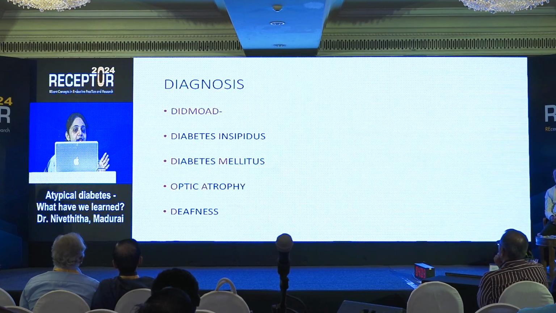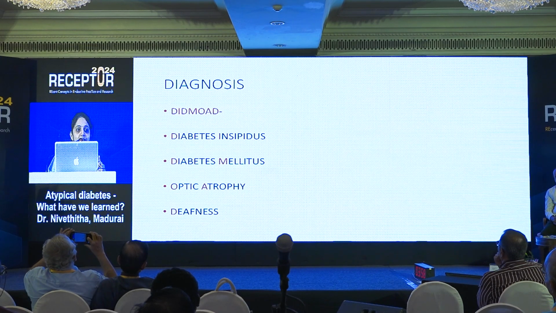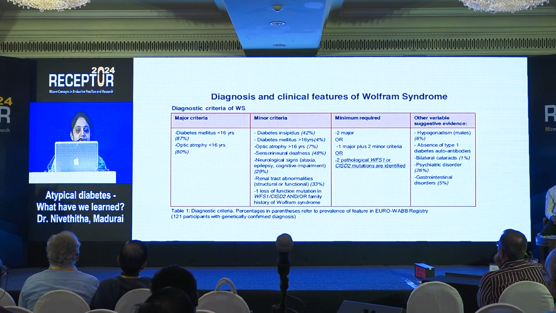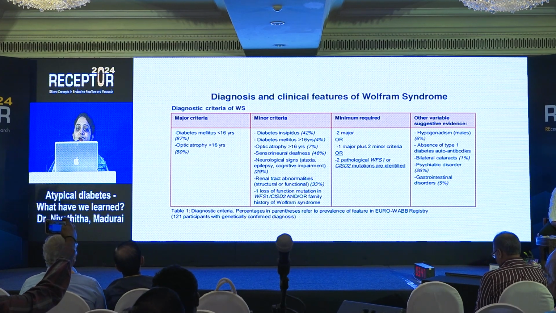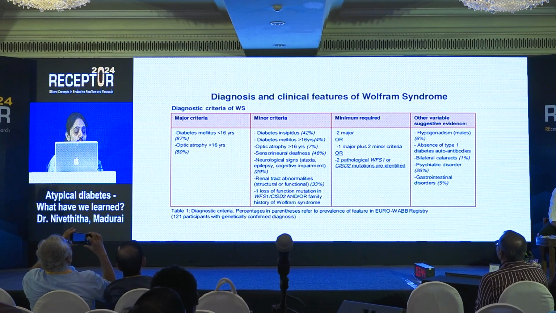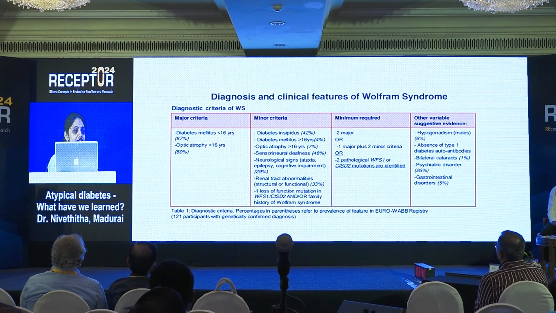So this is DIDMOAD syndrome: diabetes insipidus, diabetes mellitus, optic atrophy, and deafness. So he has Wolfram syndrome, and these are the criteria. The major criteria are diabetes mellitus and optic atrophy before 16 years, because we don't know how many of our type 1 patients still have Wolfram syndrome. So ophthalmic examination is something which has to be highlighted. The minor criteria are diabetes insipidus, diabetes mellitus after 16 years, optic atrophy after 16 years, deafness, neurological signs, renal tract abnormalities, and mutation.